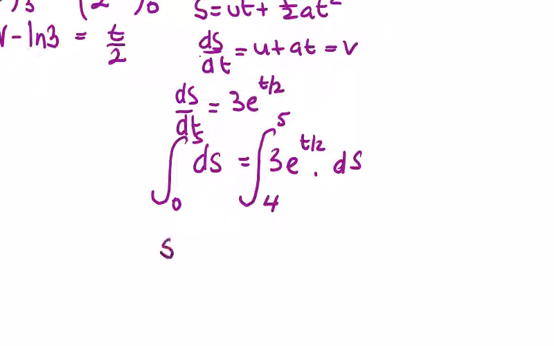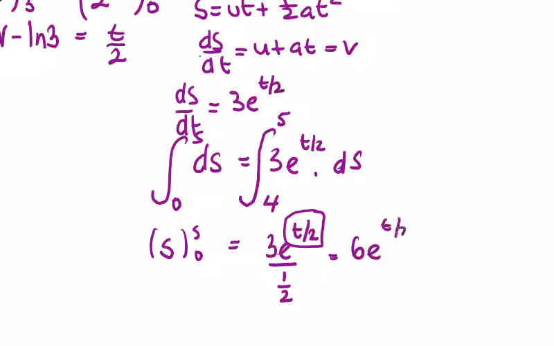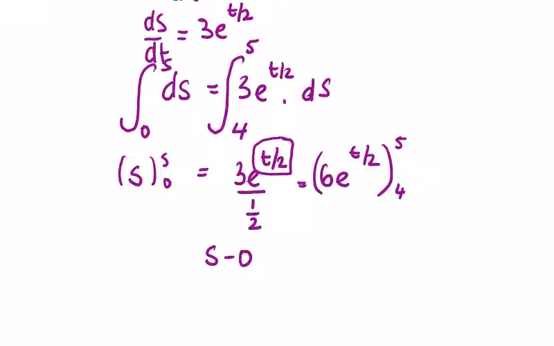So we're going to get s between s and 0 is going to be equal to 3e to the power of t over 2, and then we're going to have to divide by the differentiated, well, t over 2, 1 over 2, and then that's going to be 6e to the power of t over 2. That will be between the 5 and the 4. So we're going to get s minus 0, or just s, is equal to 6e to the power of 5 over 2 minus 6e to the power of 4 over 2, which is just 2.